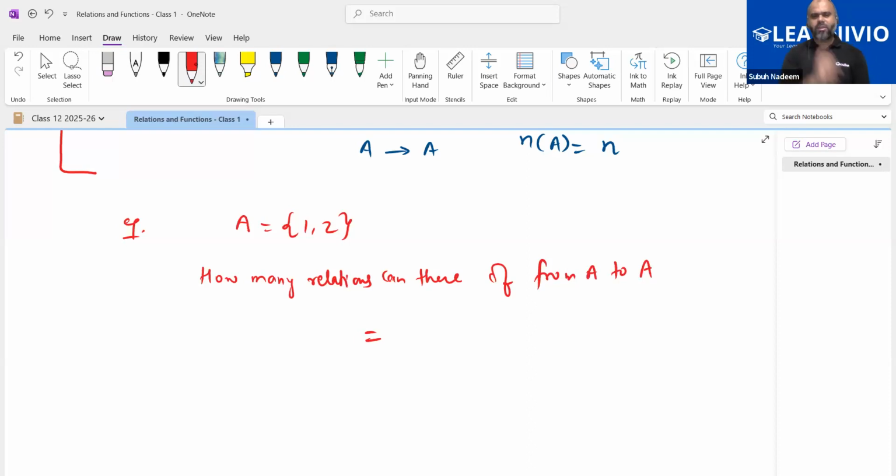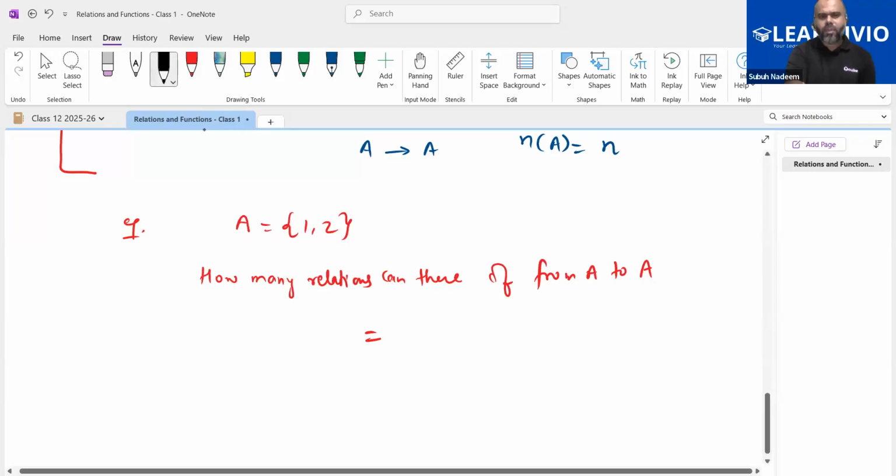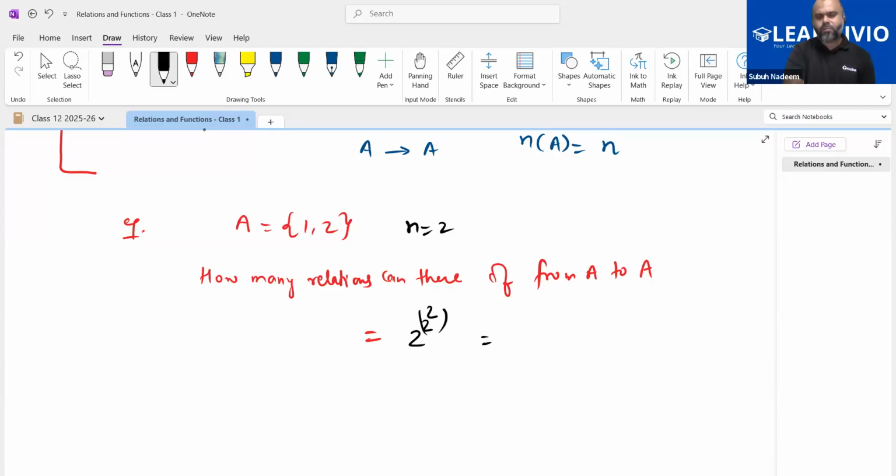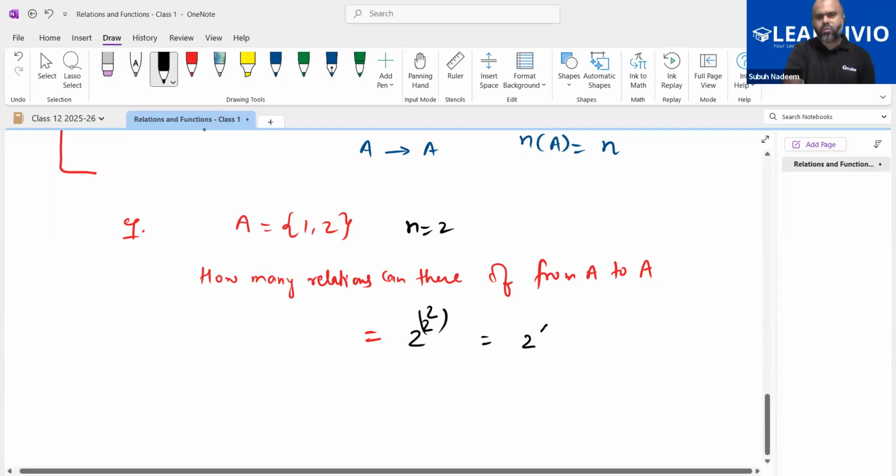So can you tell me the answer? 16. Sorry, Ali. 16. No, 2 to the power n square, right? Yeah, 2 to the power n square. So what is n here? n is 2. So it will become 2 to the power 2 square. What will this be equal to? 16. 2 to the power 4, which is 16. Right. So this is how we can apply this.